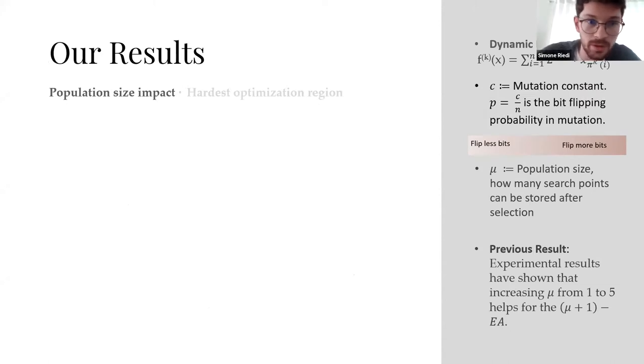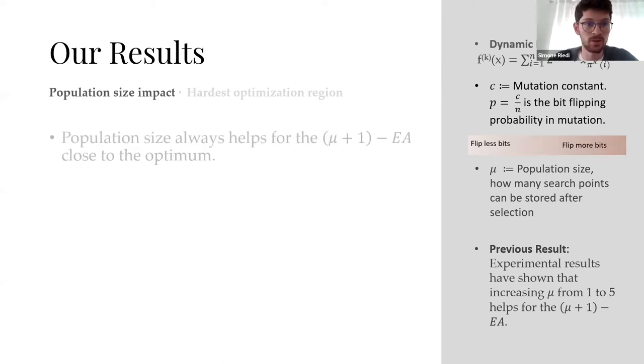Okay, now starting with these two experimental results, I will add the experimental result on the bottom right. And because our results are basically a proof of the experimental results. So the first one is a proof that the population size always helps for the mu+1 evolutionary algorithm close to the optimum. So the previous experimental result only suggested that, from one, increasing the size from 1 to 5 helps. Here we have a formal proof.